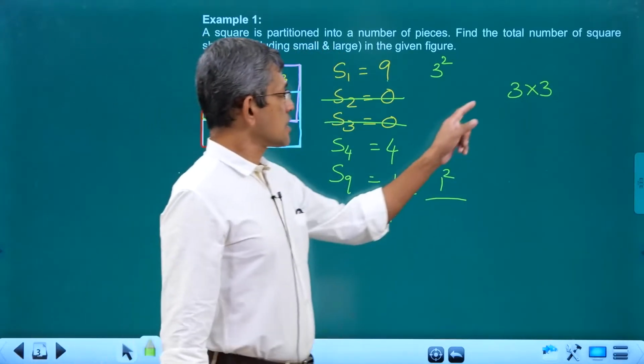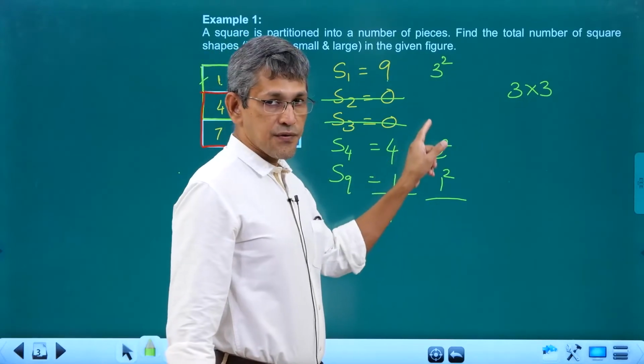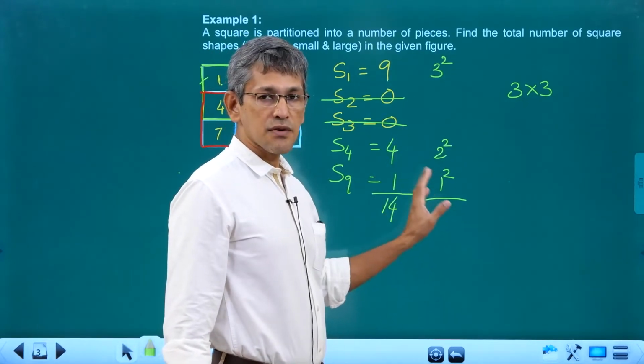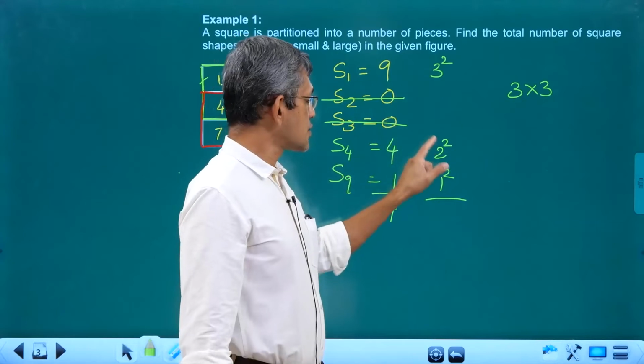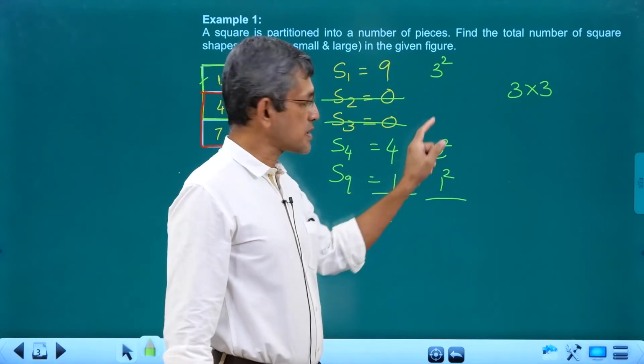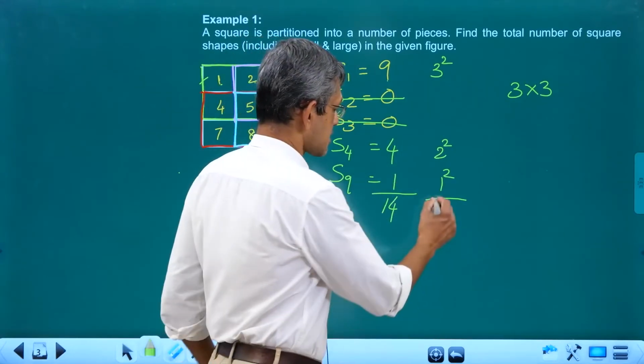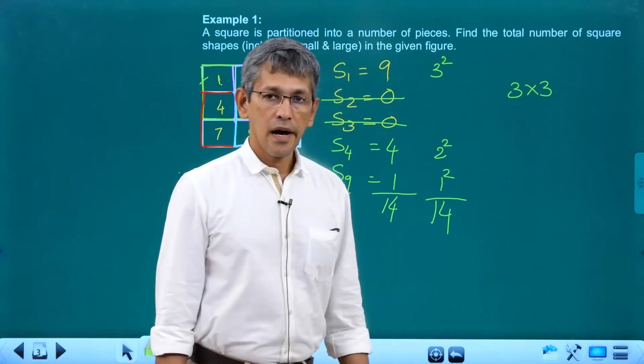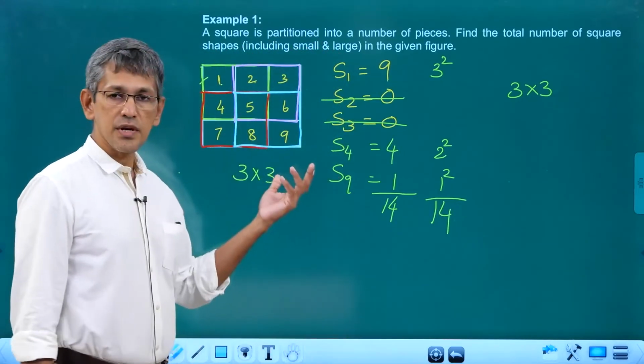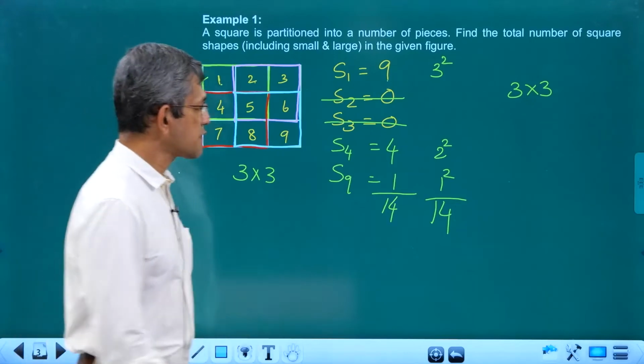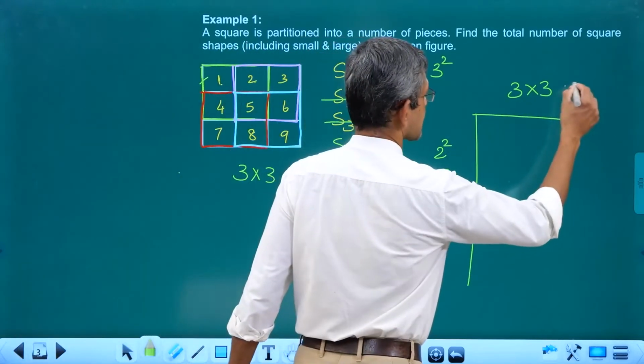So that means the number of pieces or number of squares altogether we have must be 3 square, 2 square and 1 square. So 3 square plus 2 square plus 1 square, that would be the answer, 14. And if it is a 5 by 5 square, then what is the answer? If it's 5 by 5, 3 by 3, that's 14.